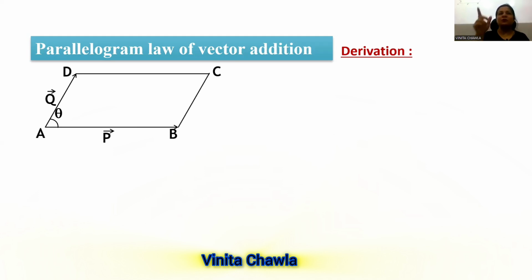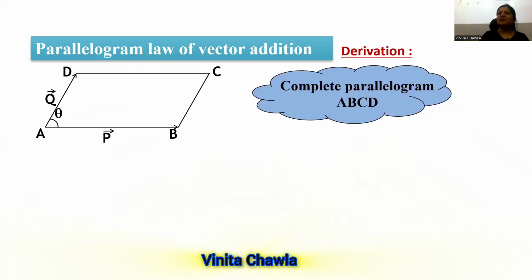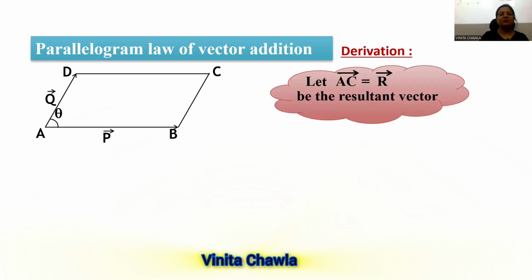But for this, we need to draw the parallelogram first, because only then can we draw the diagonal to show the resultant vector. So this ABCD represents the parallelogram. We have the two adjacent sides of the parallelogram. If we have two adjacent sides, we can draw the other pair of adjacent sides, because opposite sides are equal and parallel. So AD is parallel and equal to BC, and AB is parallel and equal to DC. This is the complete parallelogram ABCD, and let vector AC equal to vector R be the resultant vector.